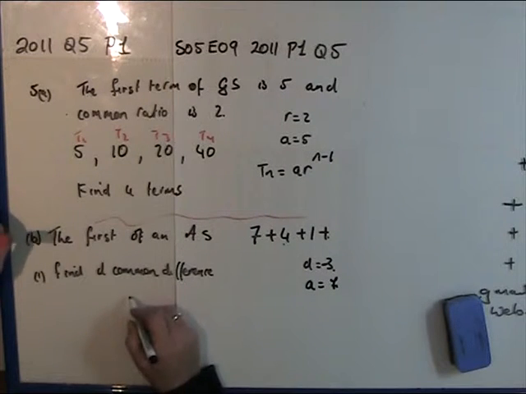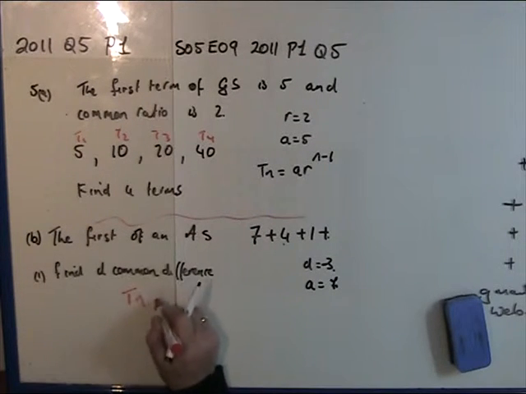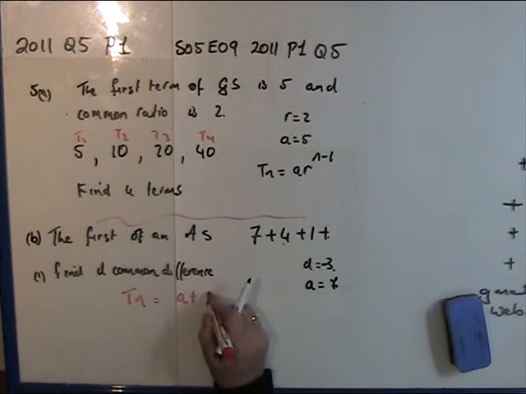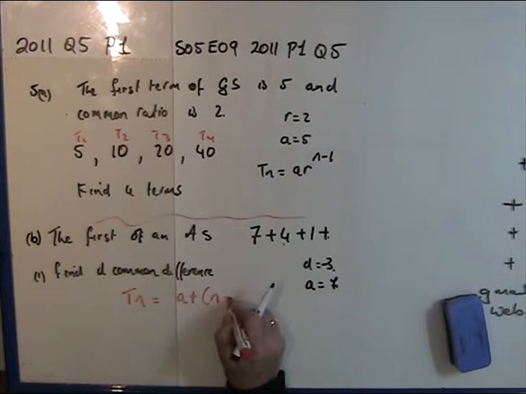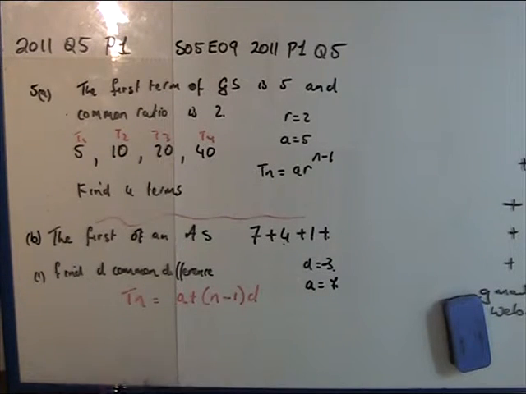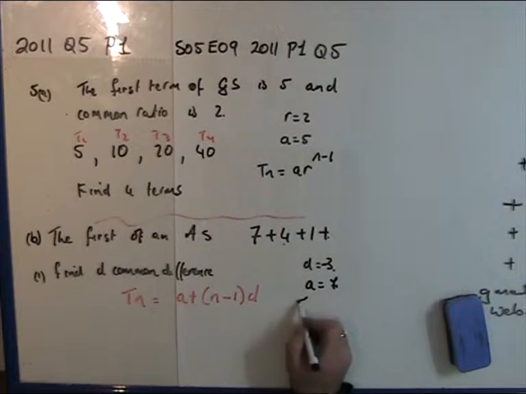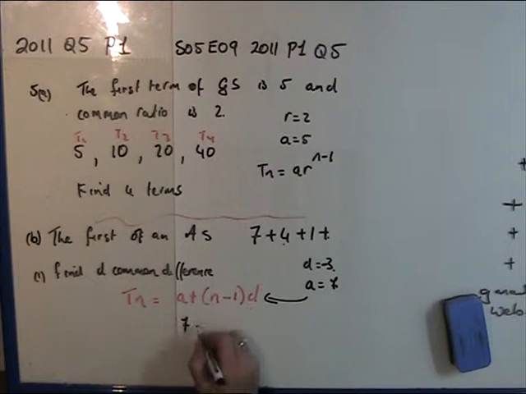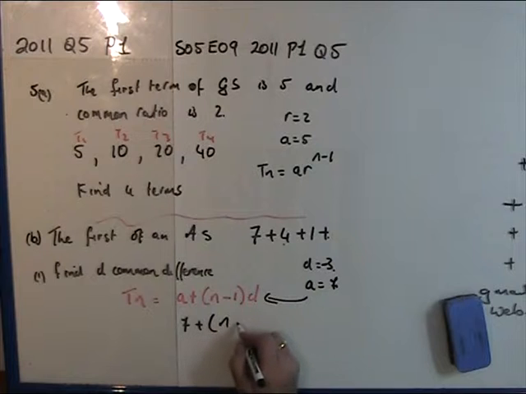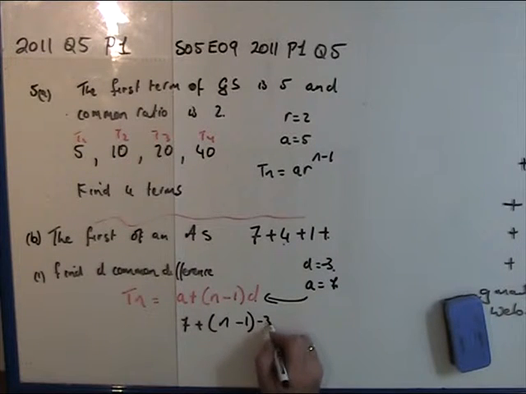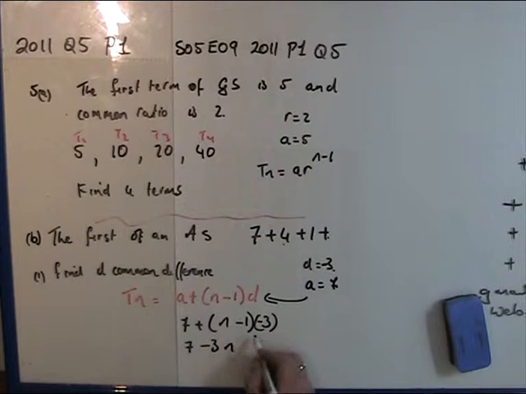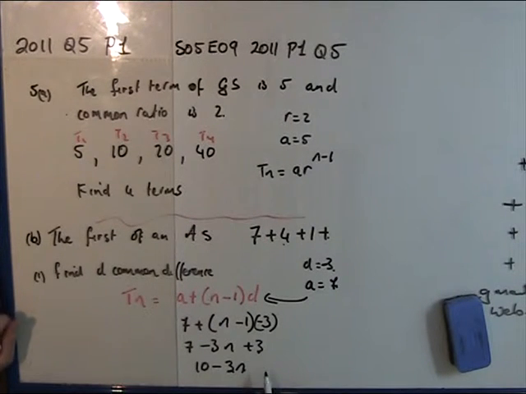And we know our formula, Tn is equal to A plus n minus 1 times D. Do you remember the original formula? We put them into the formula. A is equal to 7, so that's 7 plus n minus 1 times D, which is minus 3, so you're multiplying by minus 3. That becomes 7 minus 3n, minus by minus plus 3, and then your answer is 10 minus 3n. That is the answer for that one.